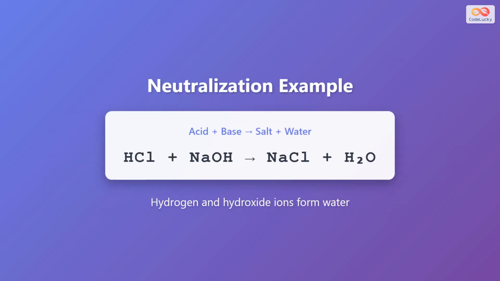Here's a neutralization example. Hydrochloric acid plus sodium hydroxide yields sodium chloride plus water. This follows the classic acid plus base pattern. The hydrogen ion from the acid combines with the hydroxide ion from the base to form water molecules. Meanwhile, the sodium and chloride ions pair up to form sodium chloride, which is common table salt. This is one of the most important types of double replacement reactions in chemistry.